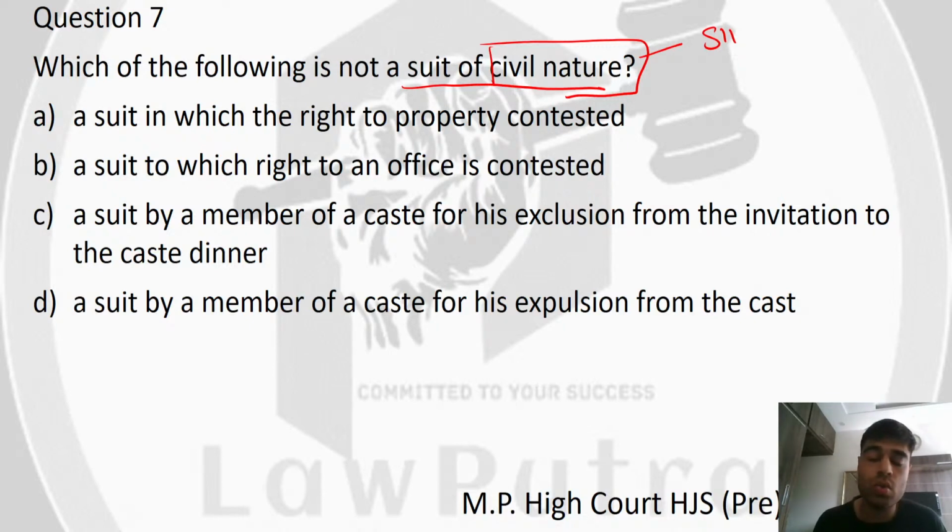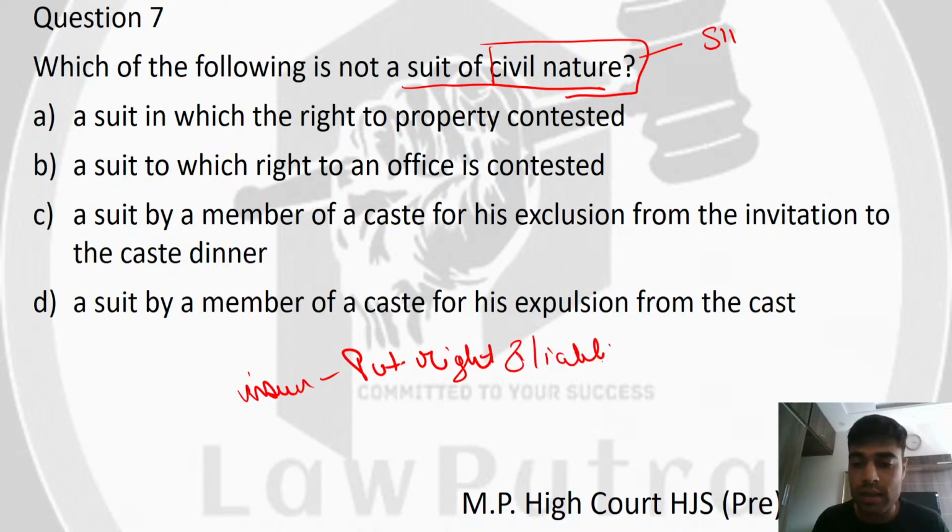Now, what are suits of civil nature? Suits of civil nature are those cases in which the main issue relates to private rights and liabilities of the parties. Private rights and liabilities. That means these are rights which cannot be enforced against society at large. For example, in the IPC, the right not to be murdered, the right not to be hurt, can be enforced against all persons. But with respect to a private right, it is only between two persons.